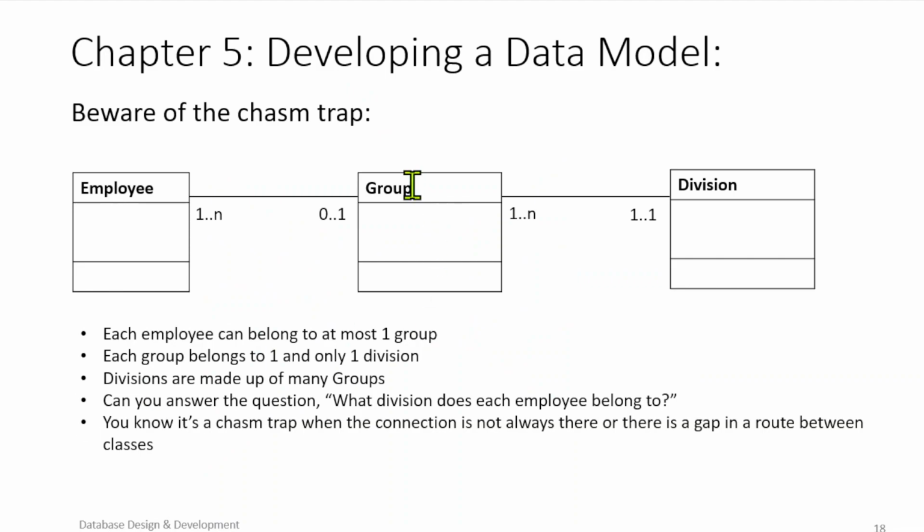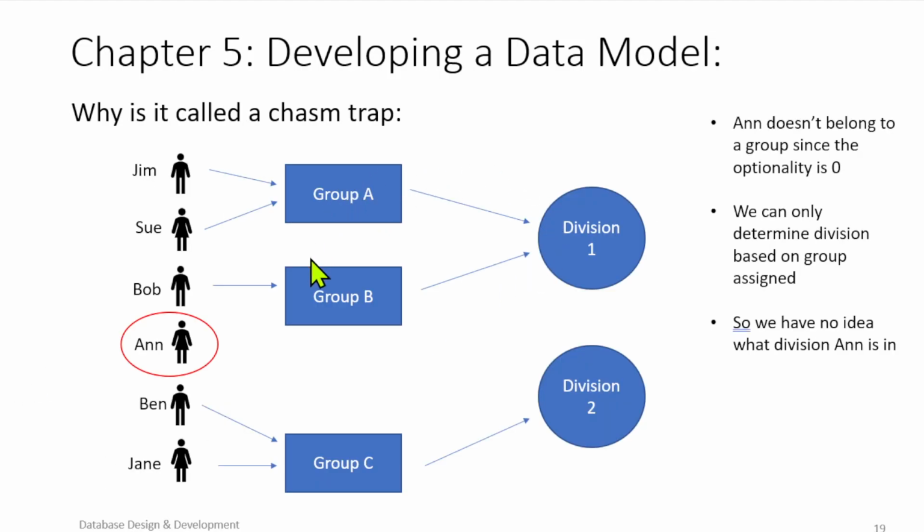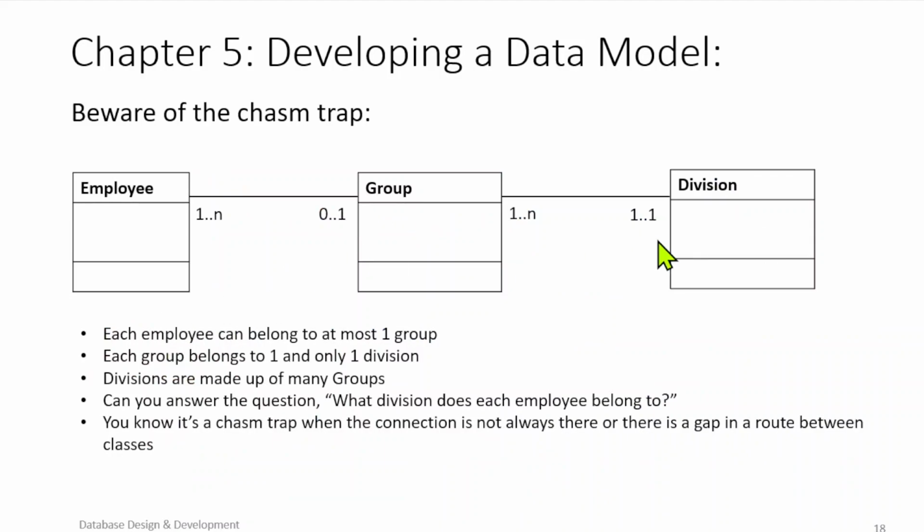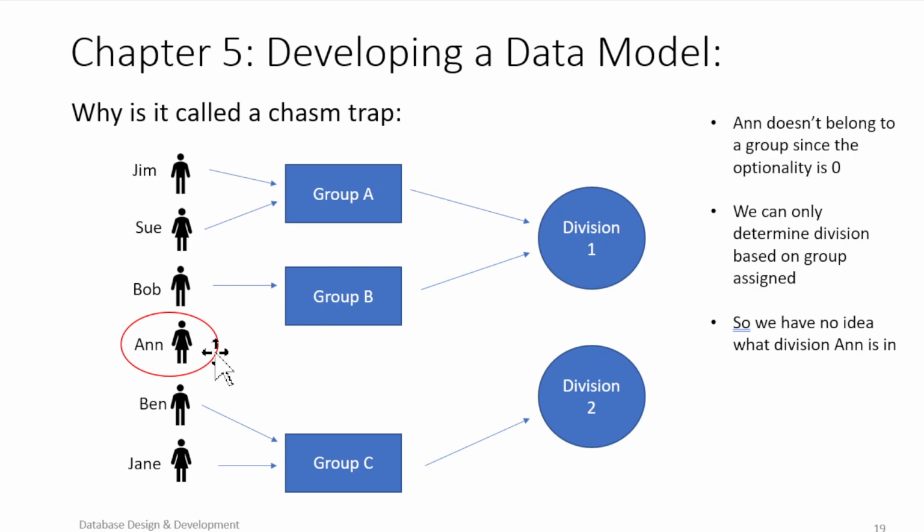The chasm trap is the opposite, where you can have an optionality of 0 into the middle table here. And then we end up in a situation here where Anne doesn't belong to a group. So she's part of the 0 here. But each group has to belong to a division. So there's no way for me to know which division Anne belongs to because she doesn't belong to a group.